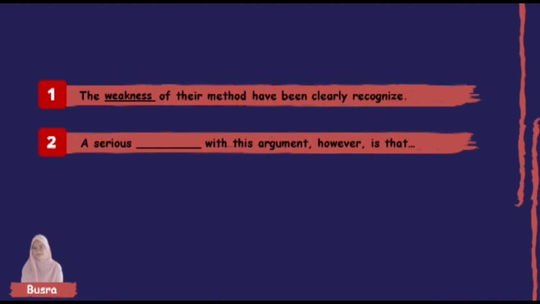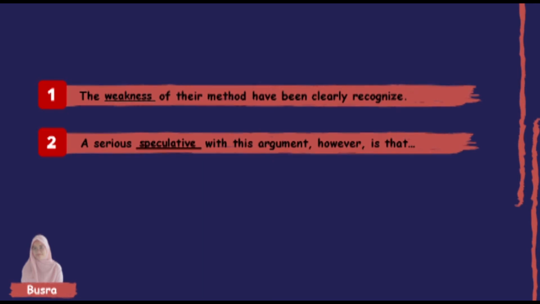Next, number 2. A serious blank with this argument, however, is that speculative. In the sentence, speculative is an adjective that has the meaning based on conjecture rather than knowledge. In Bahasa it means bersifat dugaan or yang tidak berdasarkan kenyataan atau pengetahuan. So, the whole meaning of this sentence is a serious argument based on speculation.